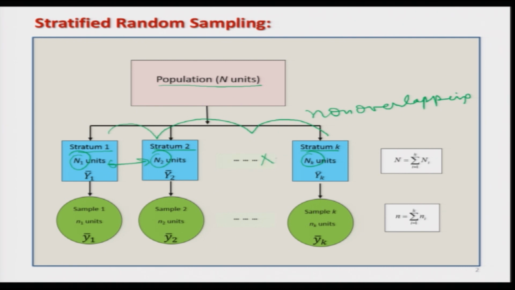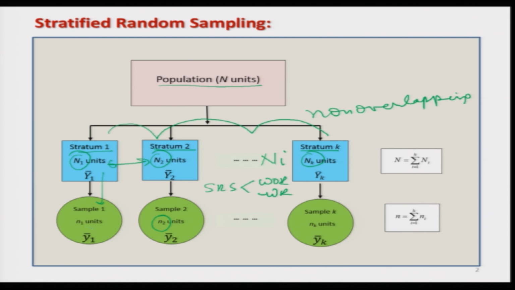i denotes the number of units in the ith stratum, and from there we can use SRS, either WOR or WR, to draw the samples. From stratum 1 we draw a sample of small n1 units from capital N1 units, and from the second stratum we draw small n2 units from a population of size capital N2 units, and so on. Now, the issue comes here.